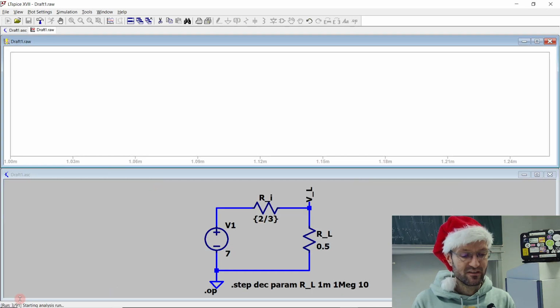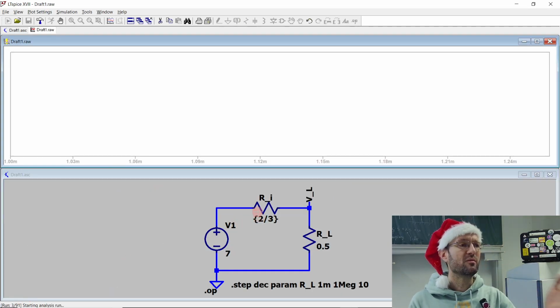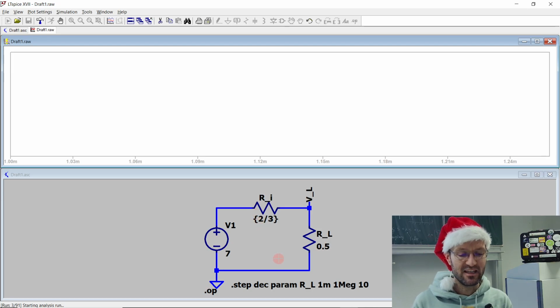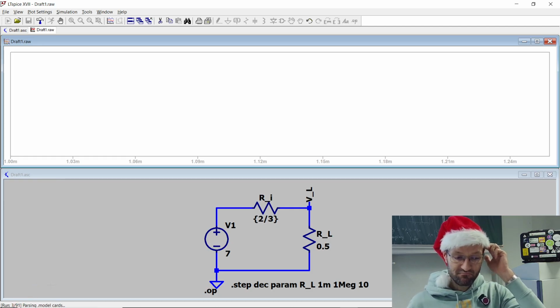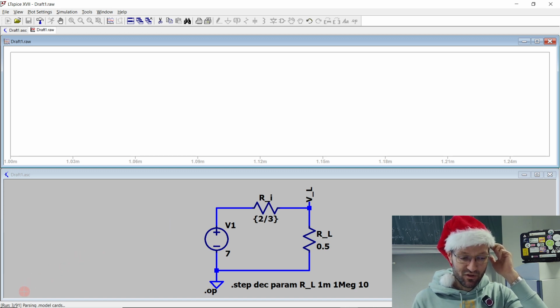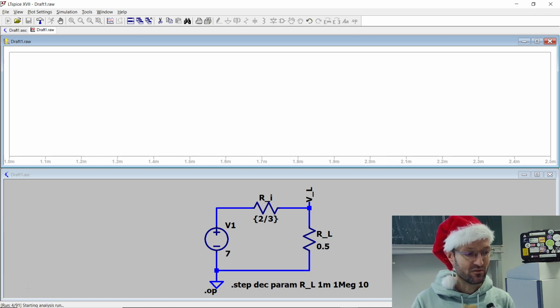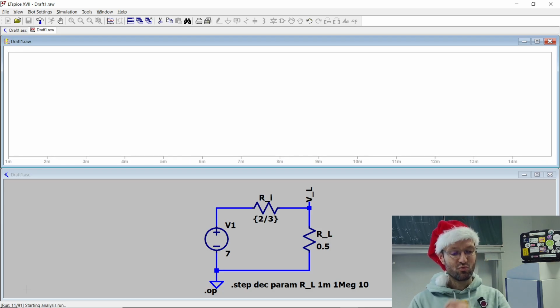Okay, it did 91 runs, of course. From 1 milli to 1 meg, it's 9 orders of magnitude. Yeah, and that's why we get 91 runs. It's taking a while, maybe my computer is really slow at the moment, or maybe I should reduce the number of runs. Usually this should be done within seconds and not within minutes. But it's doing these runs, and maybe I will just wait.